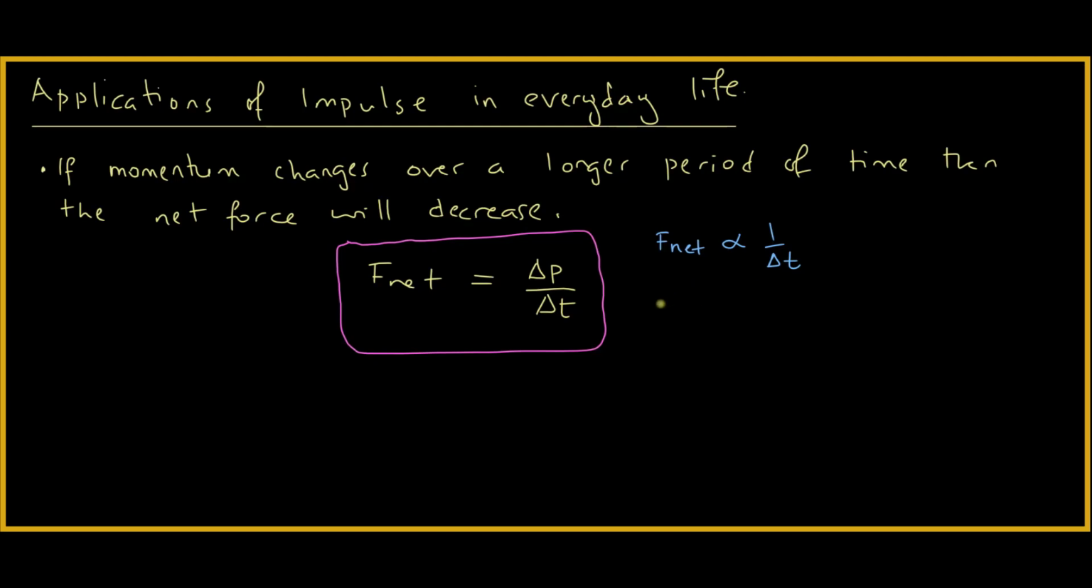This means that if you have a bigger delta t, or rather if the momentum changes over a longer period of time, then the net force experienced here will actually be less, or it will decrease. But if our change in time decreases, so if our delta t is to decrease, our net force will increase, or the net force that is being experienced there, right?